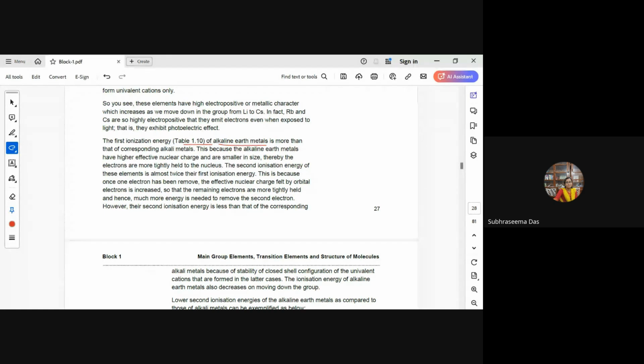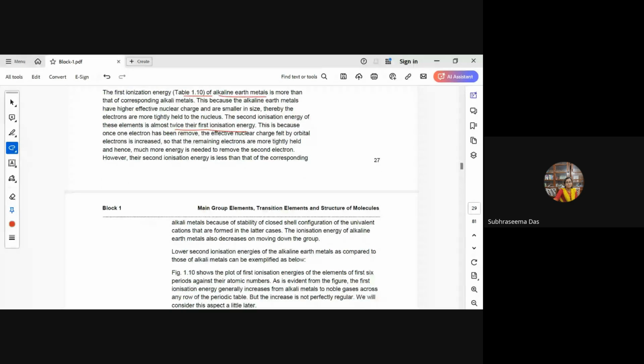So here the alkaline earth metals have a higher effective nuclear charge and they are smaller in size, and therefore they are more tightly bound to the nucleus. So the second ionization energy of these elements is very high. Since they have ns2 configuration, the second ionization energy is almost twice their first ionization energy, because the second electron is held more closely to the nucleus.